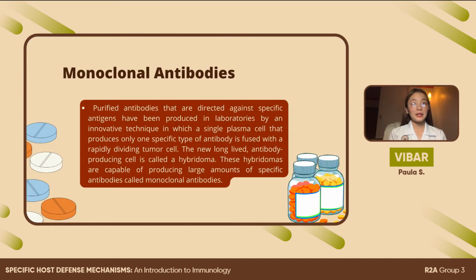Monoclonal antibodies. Purified antibodies that are directed against specific antigens have been produced in laboratories by an innovative technique in which a single plasma cell that produces only one specific type of antibody is fused with rapidly dividing tumor cells. The new long-lived antibody-producing cell is called a hybridoma. These hybridomas are capable of producing large amounts of specific antibodies called monoclonal antibodies.